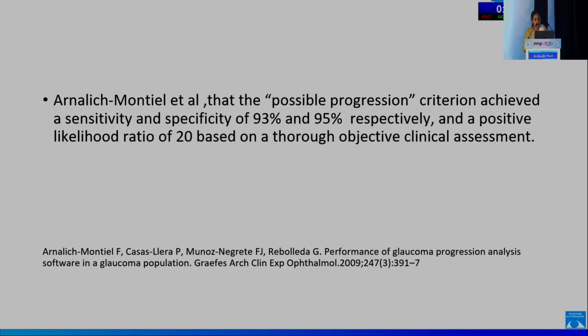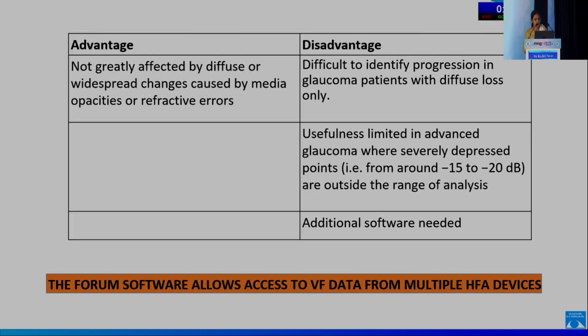Artes, Chauhan et al. said they found that the possible progression criteria achieved a sensitivity and specificity of 93 and 95% respectively, and a positive likelihood ratio of 20, based on a thorough objective clinical assessment. The advantage of the GPA is that it is not greatly affected by media opacities and refractive errors. The disadvantage is that it is difficult to identify progression in glaucoma patients with diffuse loss, and its usefulness is also limited in advanced glaucoma when the field is severely depressed beyond minus 15 to 20 decibels. And additional software is of course required.